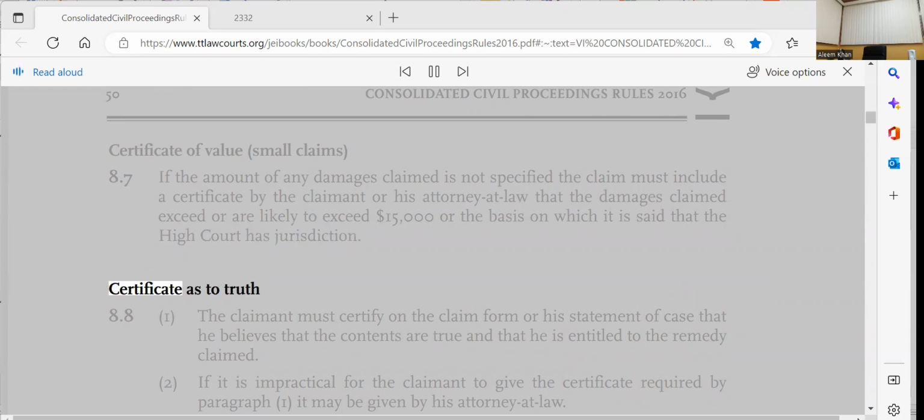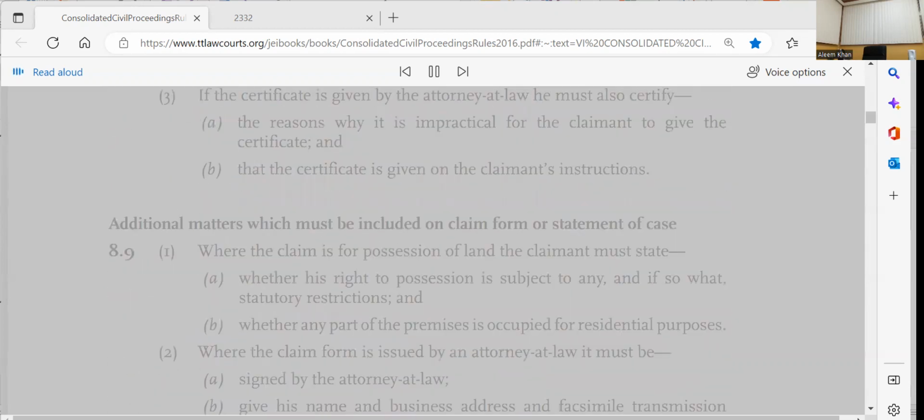Certificate as to truth. 8.8. 1. The claimant must certify on the claim form or his statement of case that he believes that the contents are true and that he is entitled to the remedy claimed. 2. If it is impractical for the claimant to give the certificate required by paragraph 1, it may be given by his attorney at law. 3. If the certificate is given by the attorney at law, he must also certify a. the reasons why it is impractical for the claimant to give the certificate, and b. that the certificate is given on the claimant's instructions.